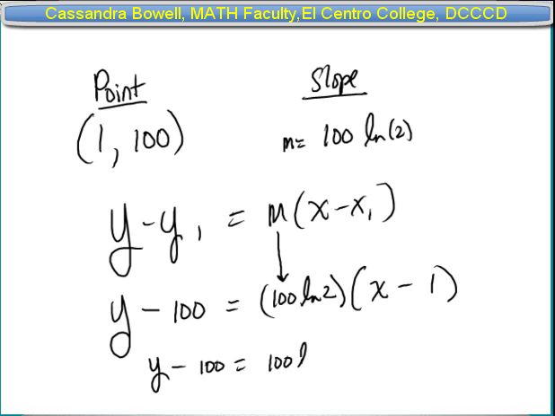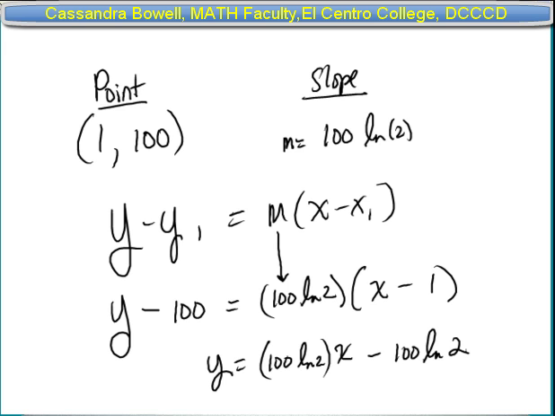You can distribute this thing through just like you can any number. Even if it was 7x, you would have 7x minus 7. So now you have 100 natural log of 2 times x minus 100 natural log of 2. Because I just distribute here this number. This is a number times this, that same number times negative 1, add 100 to both sides. You're just going to have to tack it at the end.